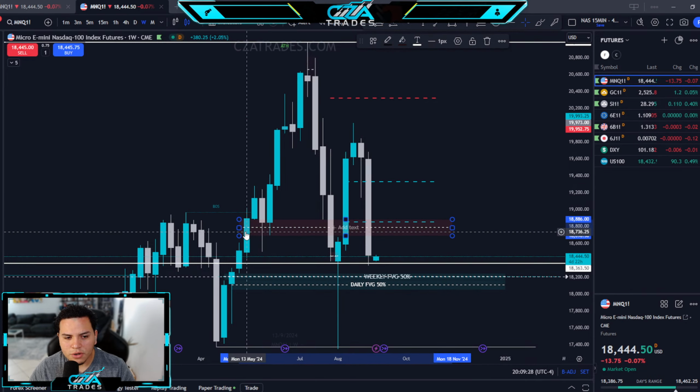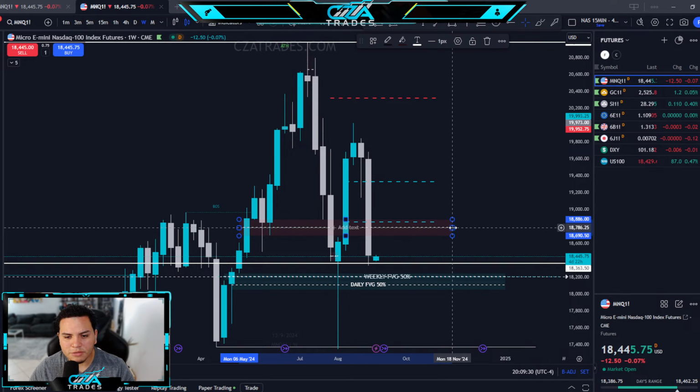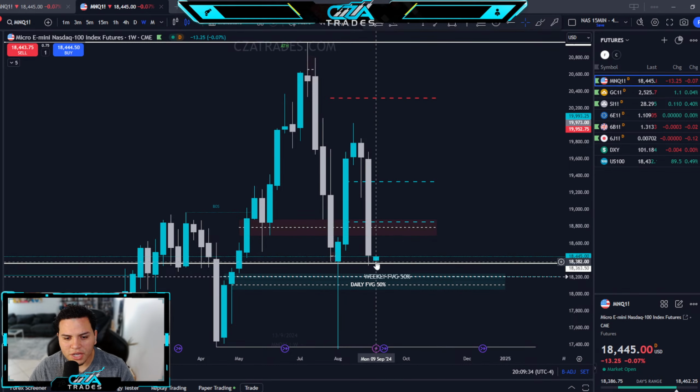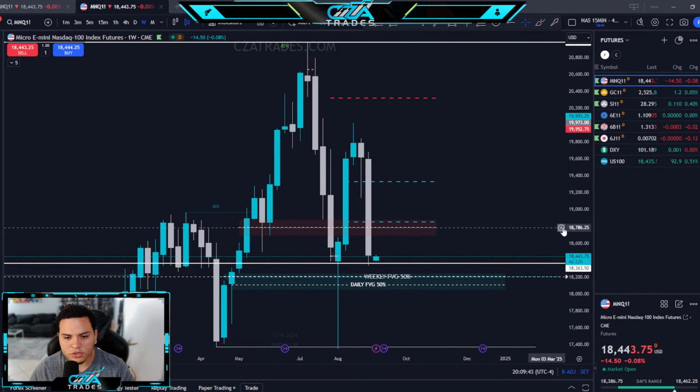And you can see over here, this area has been an imbalance zone. We might see price action come back into here and test it out again. It's a very important key level right here. So here we're going to set up another alert. We're looking for shorts here as well.